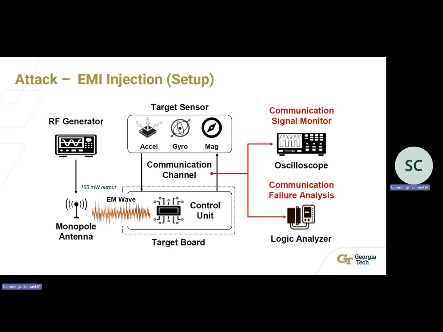I wanted to include this diagram of how the researchers set up the environment to do the EMI injection. So you have the RF, the radio frequency generator, they have an antenna, your target board, and then oscilloscope and logic analyzer. And you can see from the antenna, that's where they're sending the electromagnetic wave to the control unit.